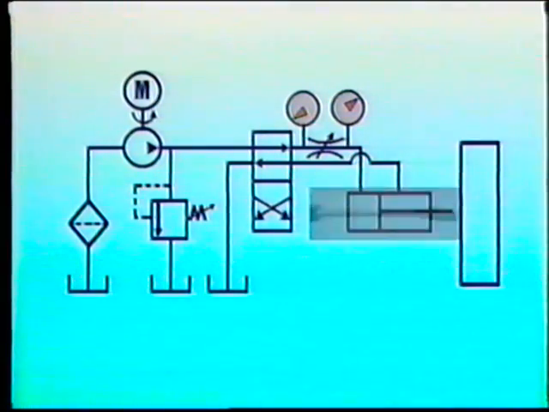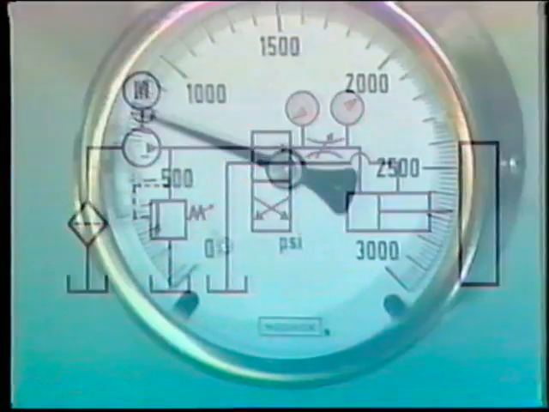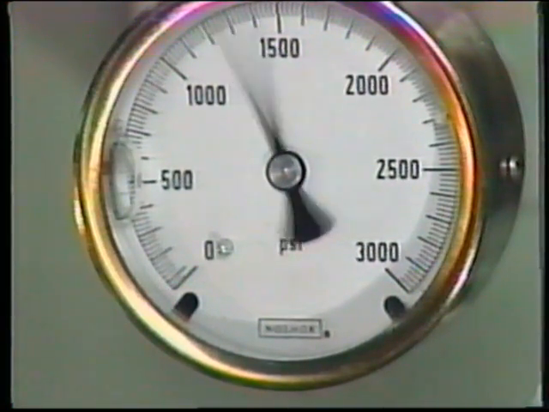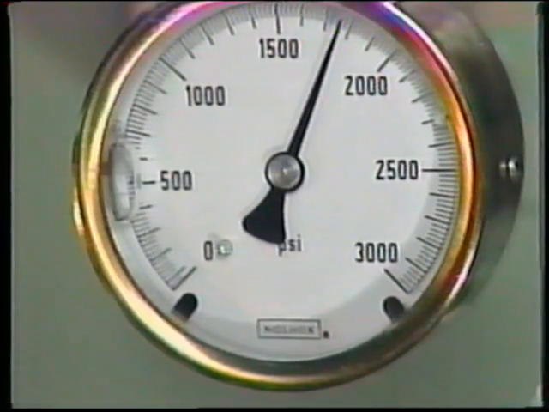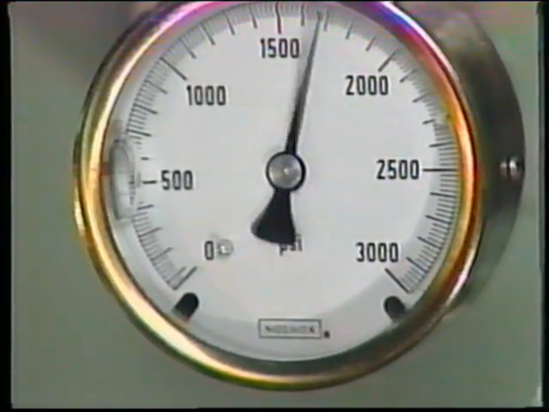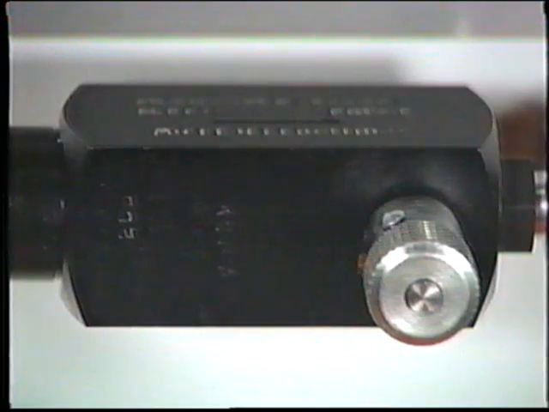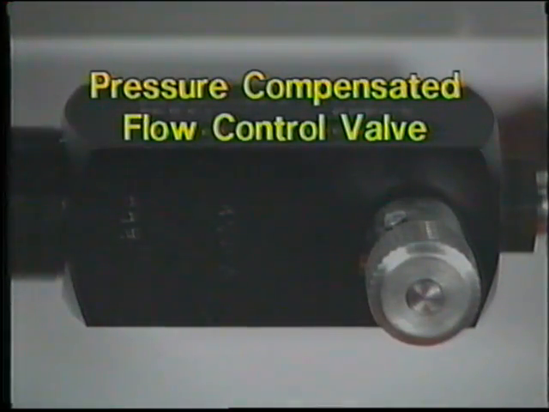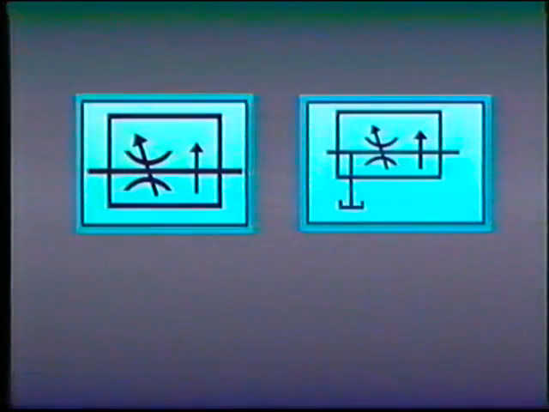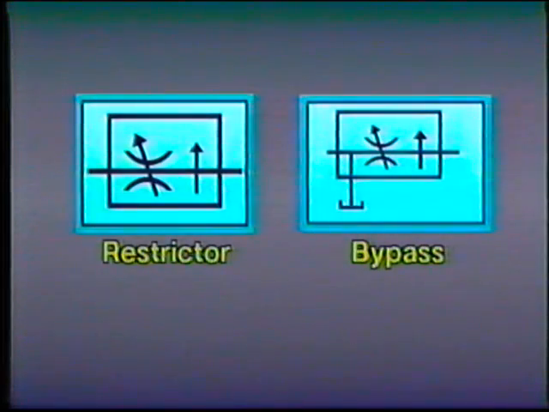In most hydraulic systems, steady actuator velocity is required, but very often there are frequent fluctuations in the system pressure. That means we need some way to compensate for these pressure changes. The device that does this is the pressure-compensated flow control valve. This valve is designed to maintain a constant pressure differential across the valve orifice. There are two types, restrictor and bypass. The restrictor type is the most commonly used in industrial hydraulic systems.